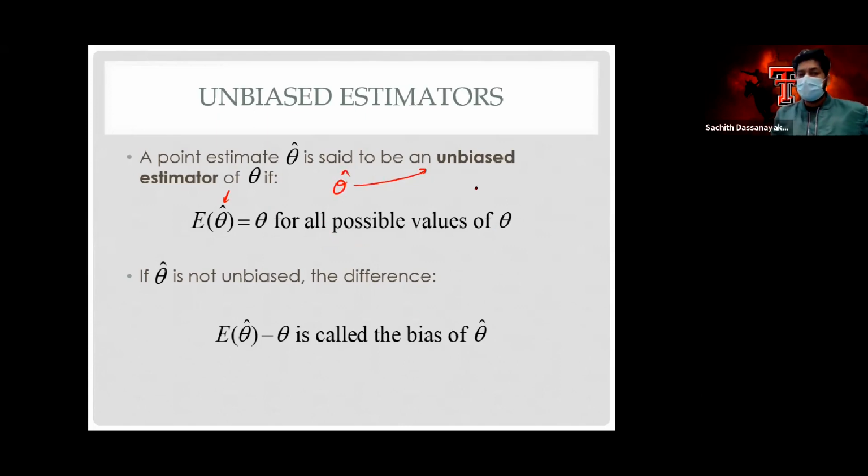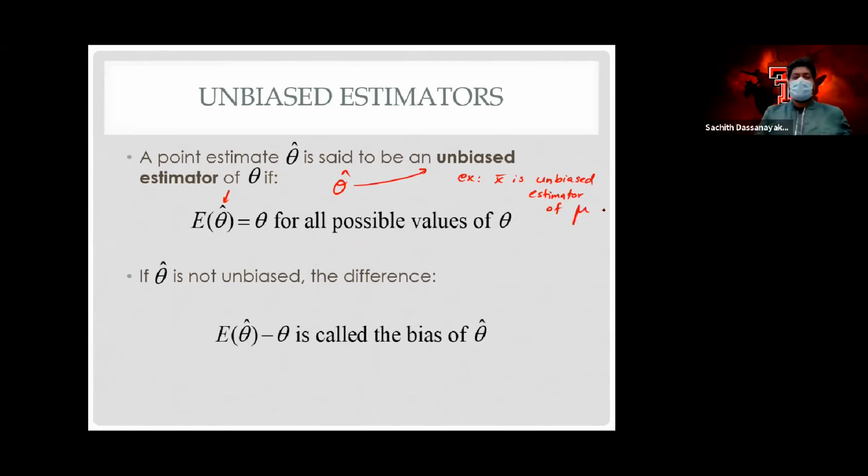Let's say, for example, you will see this later, X bar, which means the sample mean, is an unbiased estimator of mu, something like this.